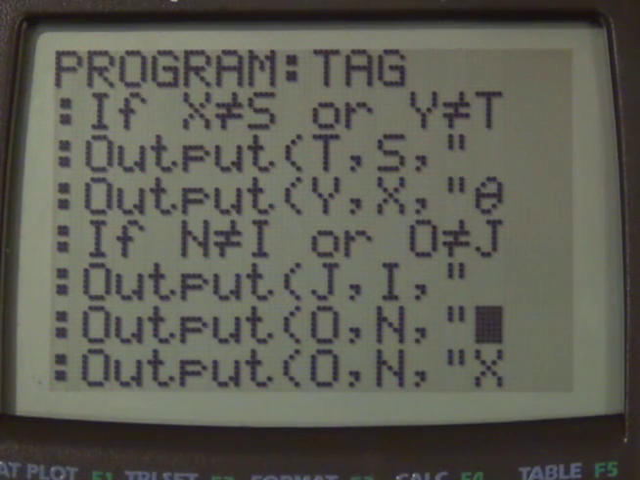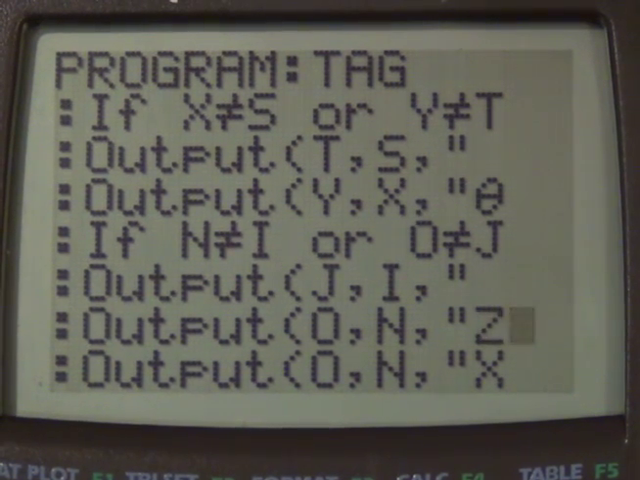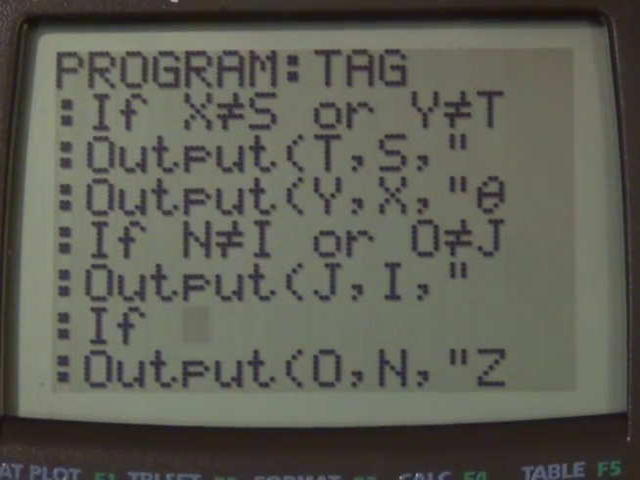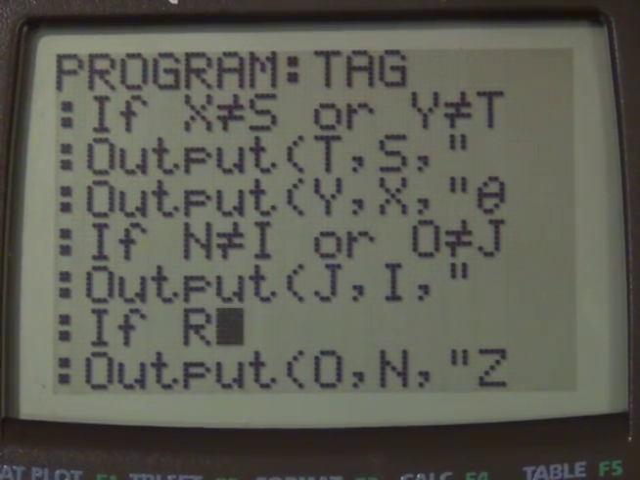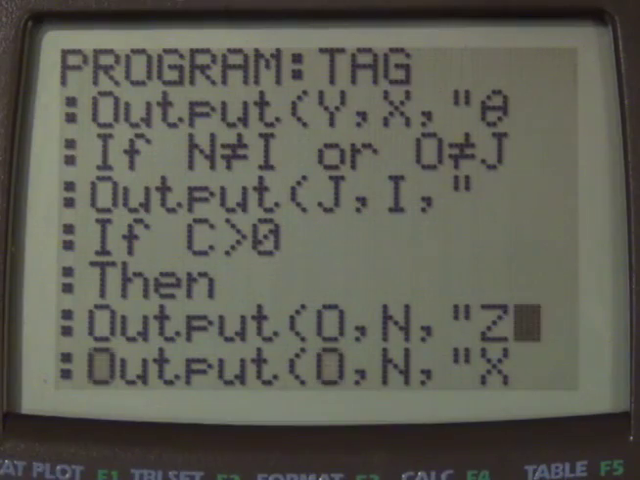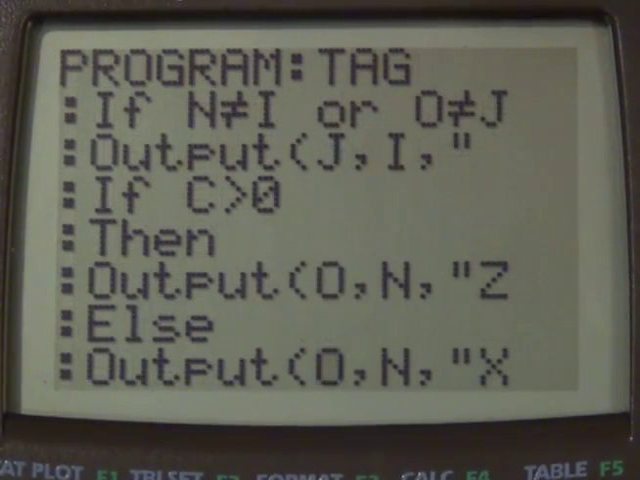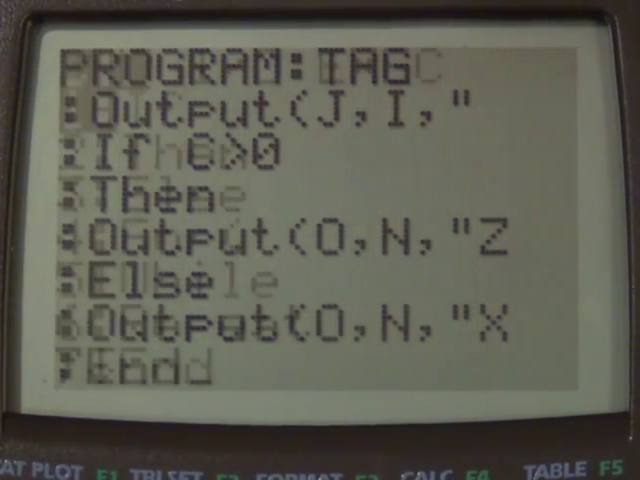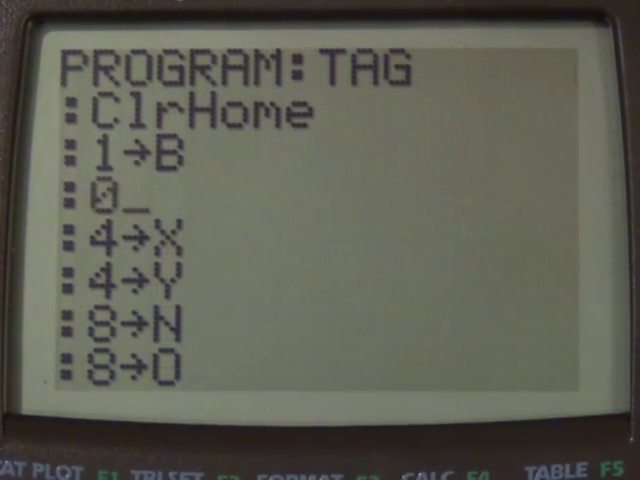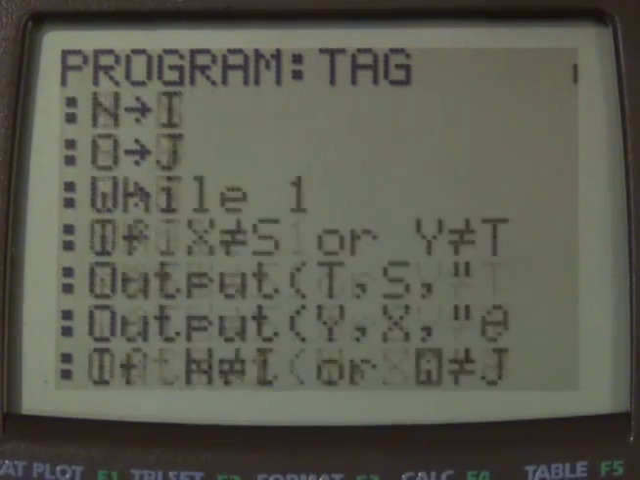So I'm going to make him look like a Z if he's confused, and I'm going to use C as the counter, since C stands for counter. So if C is greater than 0, then he's going to be a Z. However, if it's not, then he's going to be an X. Now C is going to start off at 0, so we're going to initialize it to 0.